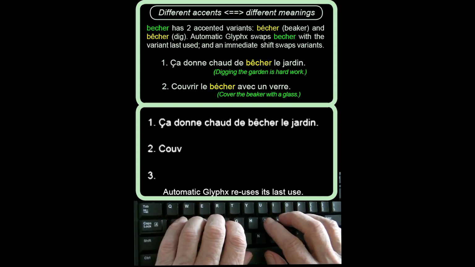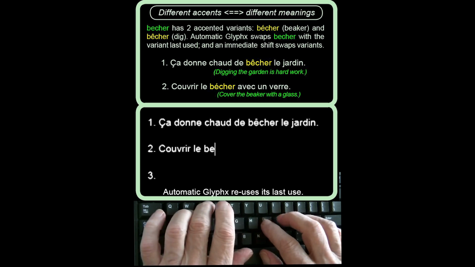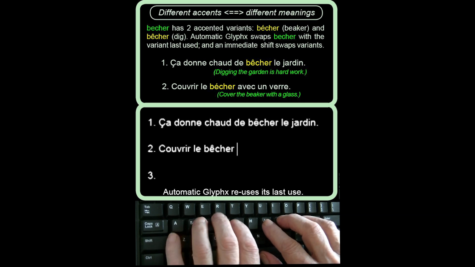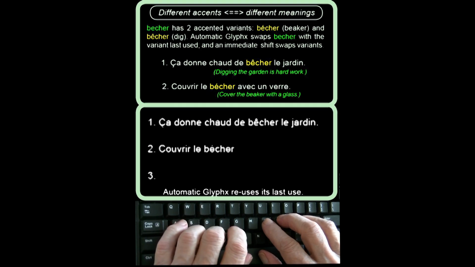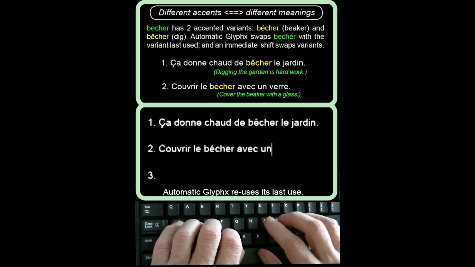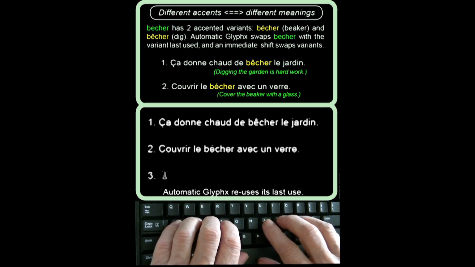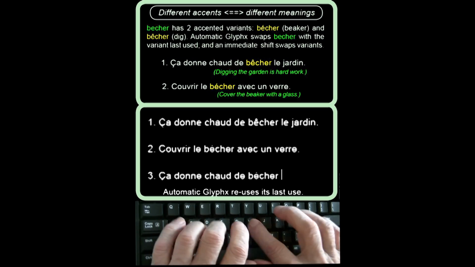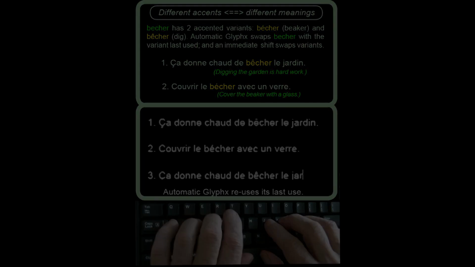However, the new Glyphics default is inappropriate for sentence 2 and is overridden by the typist with the acute variant, which becomes the new Glyphics default. And sentence 3 is a repeat of sentence 1. Only the typist knows which variants work and which don't.